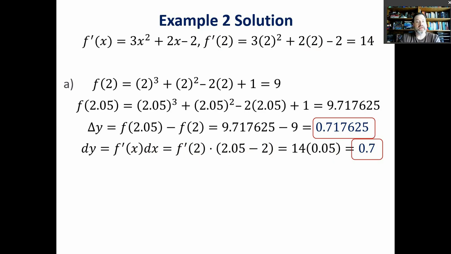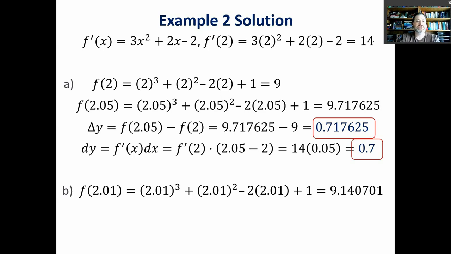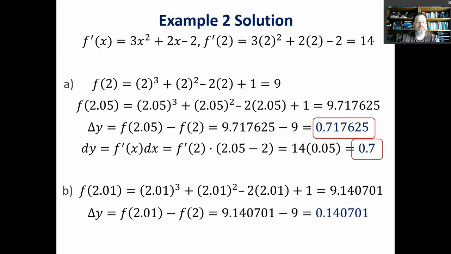So let's do this again, but this time go from 2 to 2.01 for part B, and let's see if we get a more accurate estimate. So we already know f of 2, so we compute f of 2.01, get 9.140701. Then delta y for this problem is just f of 2.01 minus f of 2. So subtract and you get 0.140701.